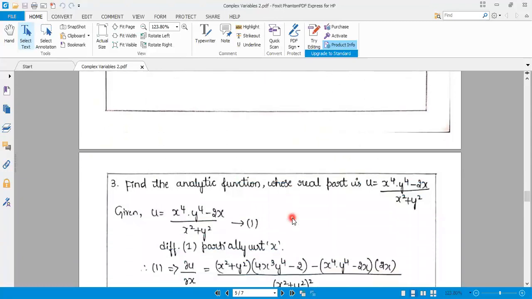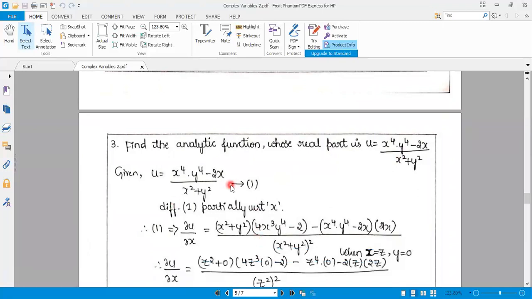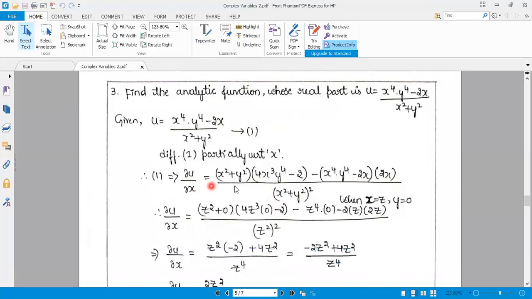Now let us begin the problem. Find the analytic function whose real part is x power 4 minus y power 4 minus 2x divided by x square plus y square. Now the real part is given. First we differentiate with respect to x, with respect to y. So with respect to x, differentiate by quotient rule: x square plus y square the whole square in the denominator, x square plus y square into differentiation of numerator minus numerator into the differentiation of denominator, which is 2x.